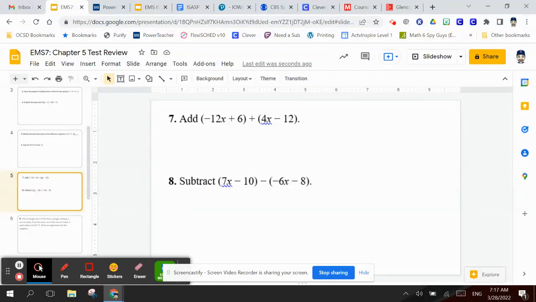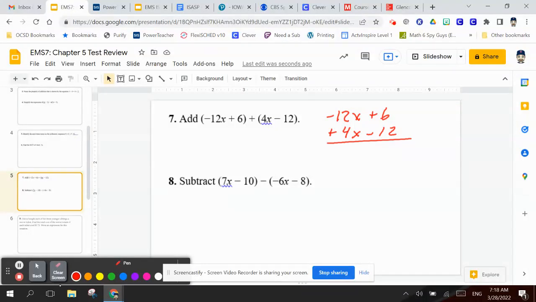Number 7, we want to add negative 12x plus 6 plus 4x minus 12. So again, I write that as negative 12x plus 6 plus 4x minus 12. So if I have a negative 12 steps away from the door and I take 6 steps toward the door, I am still 6 steps away from the door. Negative 12x, I'm 12 steps away from the door. If I take 4 steps closer to it, I am still 8 steps away from said door. So you get a negative 8x minus 6.